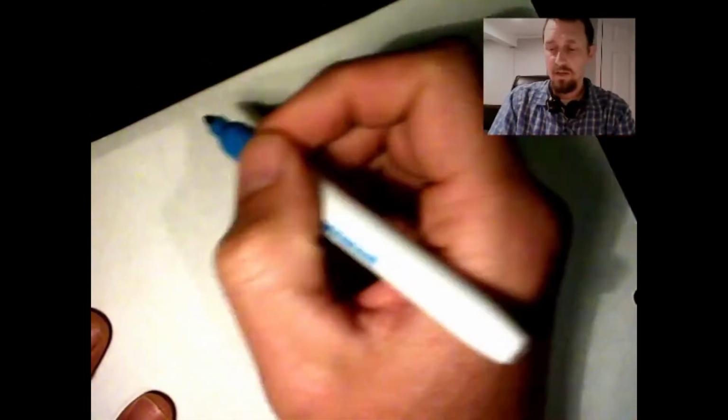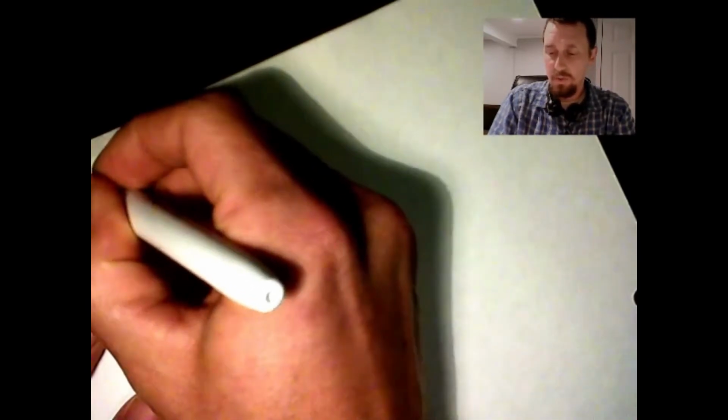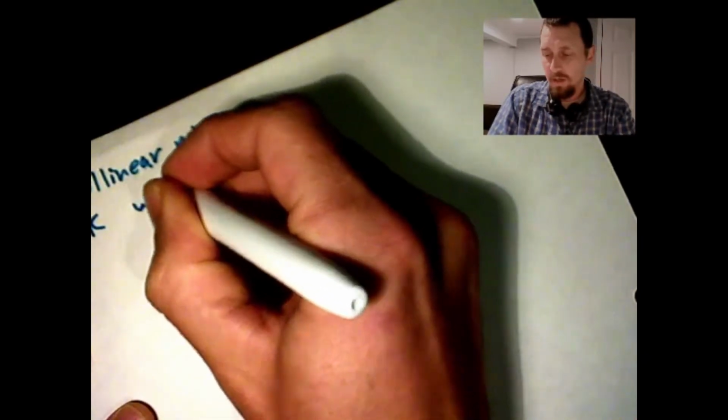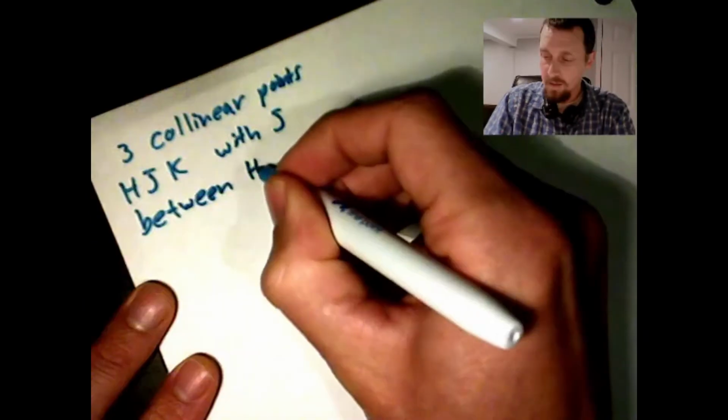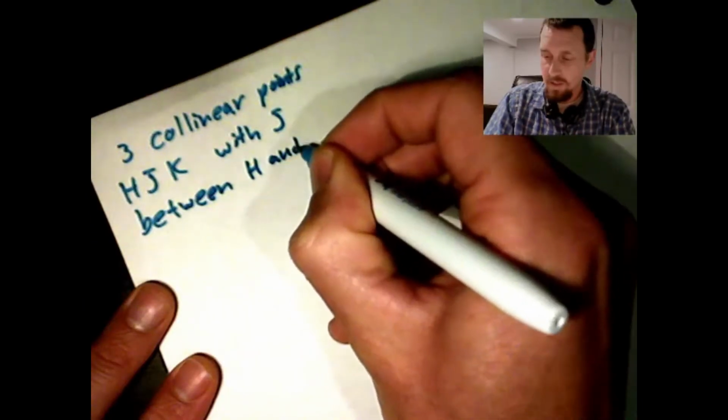So now that you've had a little bit of practice with the segment addition postulate, let's look at a more interesting situation. So you might get a situation like this where you have no picture to go along with what you're working on. So you might get a problem that says you have three collinear points, H, J, and K, with J between H and K.